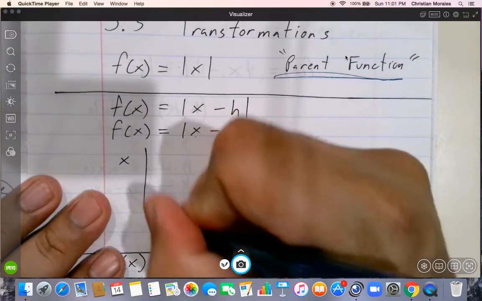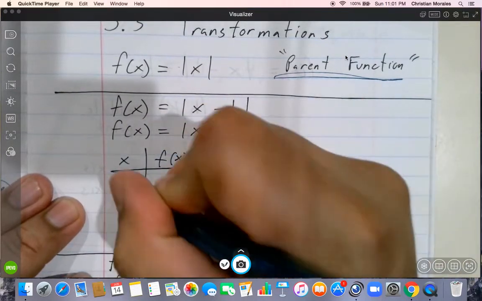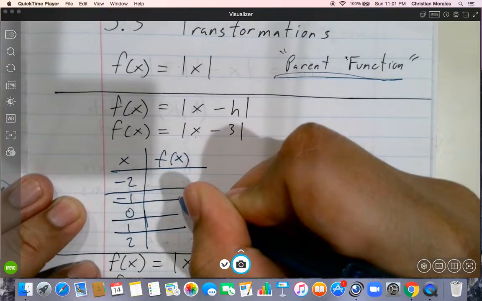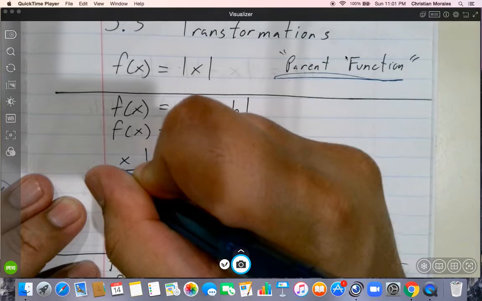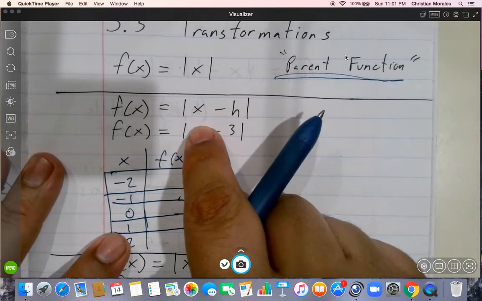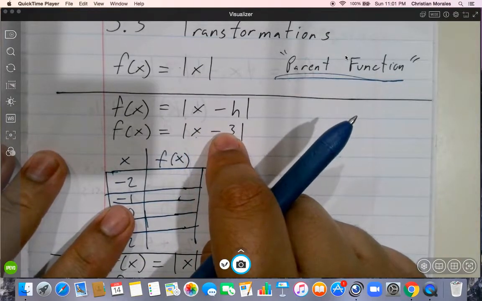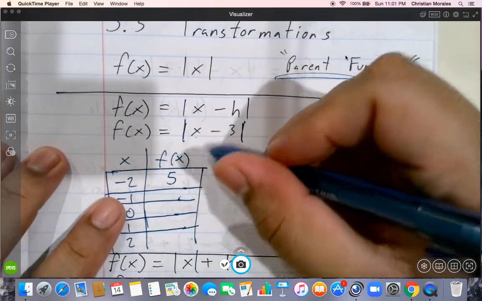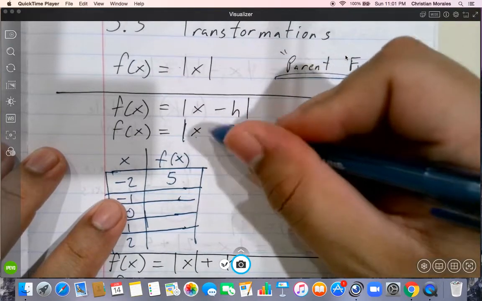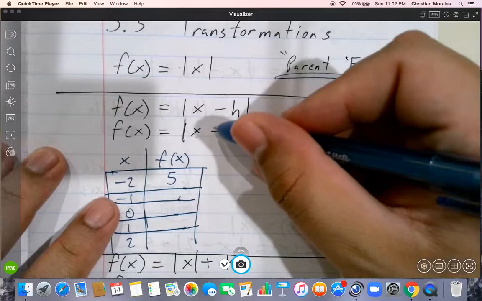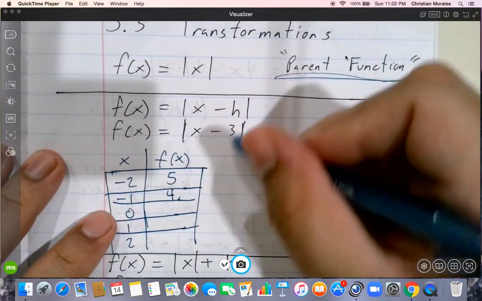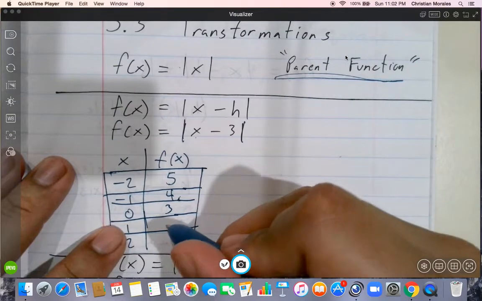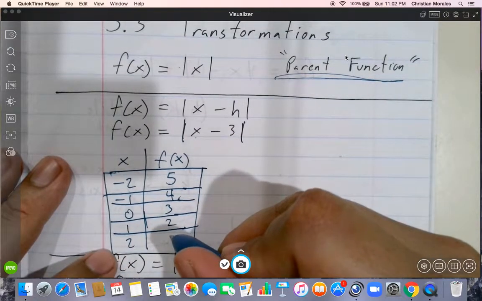Well, let's make a table to find out what happens. Sorry, my tables aren't that pretty. Okay, if I plug in a -2, -2 minus 3 is -5. But because they're both inside the absolute values, that -5 is going to become +5. -1 would be 4, +4. 0, 3. 1 minus 3 is 2. 2 minus 1 is 1.